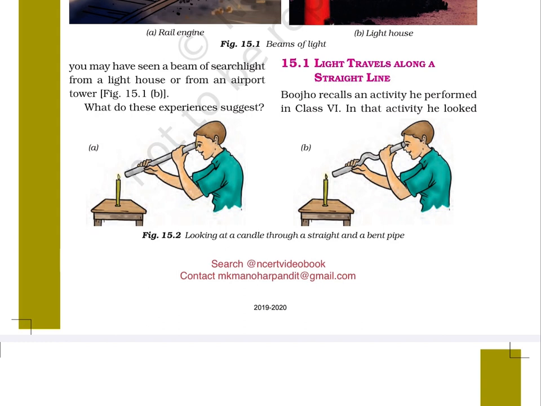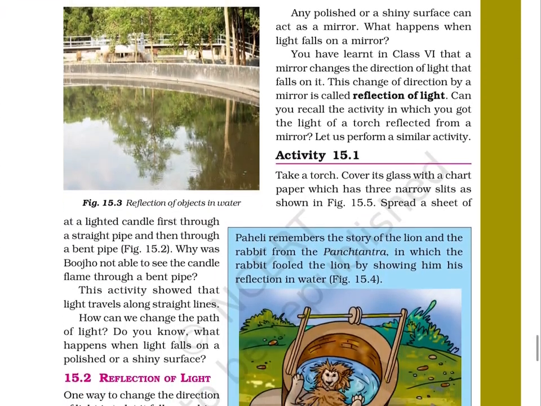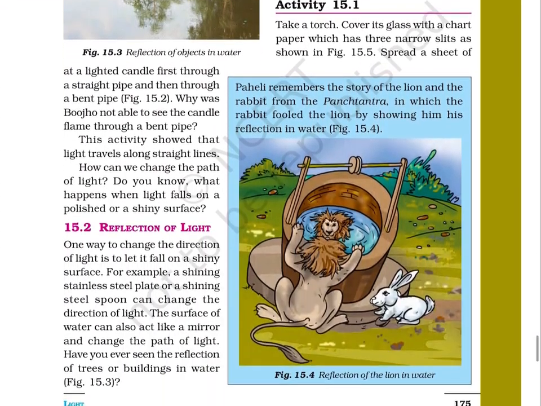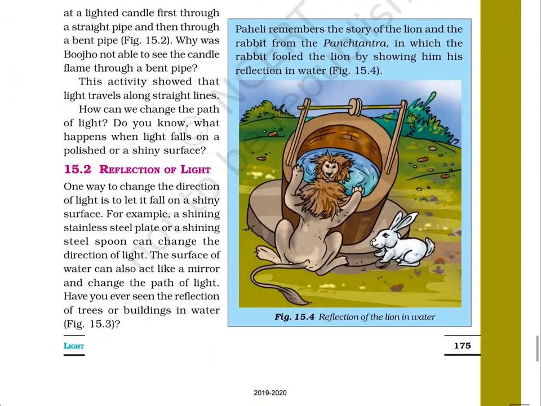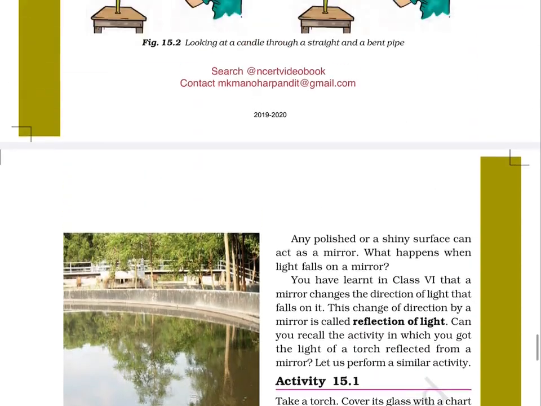Bojo recalls an activity he performed in class 6. In that activity, he observed a lighted candle first through a straight pipe and then through a bent pipe. You can observe this in figure 15.2. Why was the candle flame not visible to Bojo through a bent pipe? Figure 15.2, looking at a candle through a straight pipe and a bent pipe.